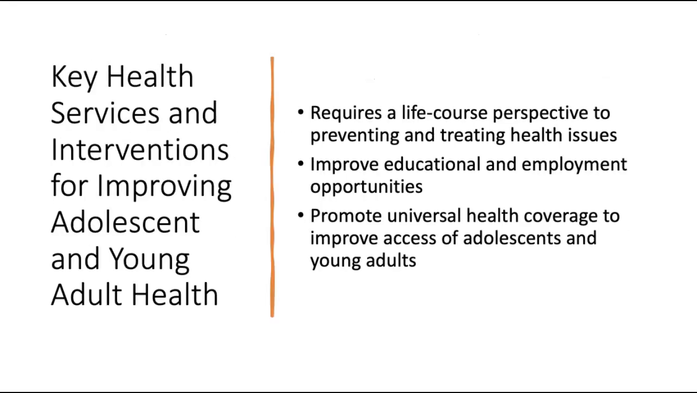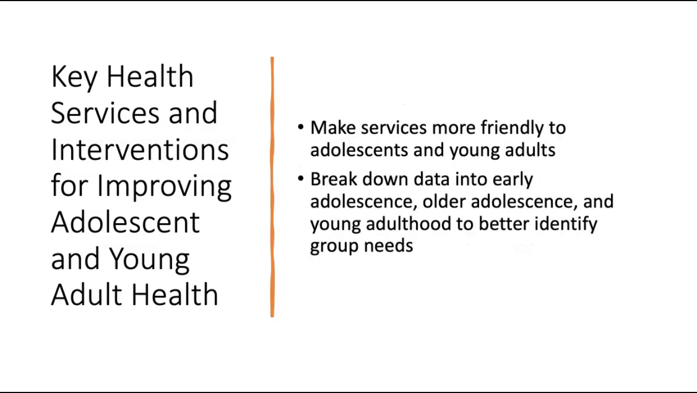And so some of the key interventions for improving this group of individuals is looking at that life course perspective to prevention and treatment, improving educational and employment opportunities, promoting universal health coverage to allow better access for adolescents and young adults. And then make it accessible and friendly for adolescents and young adults to get the healthcare access they need and the healthcare coverage. So make it more friendly and open. And maybe break down the data into early adolescence, older adolescence and young adulthood like we've done here to better identify the group needs.